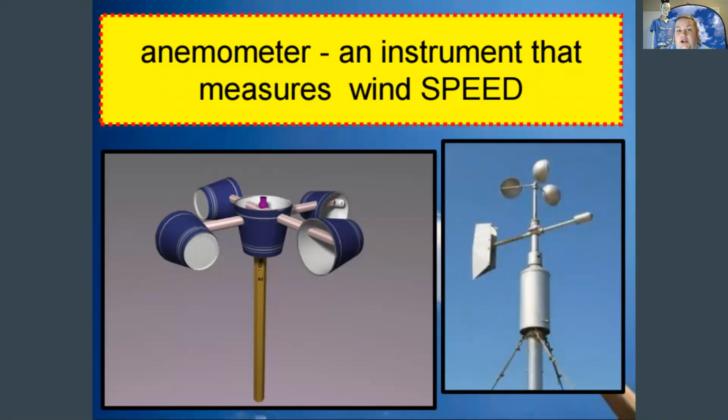An anemometer is an instrument that measures wind speed, so how fast the wind is blowing. You can see that the anemometer has the cups, and the faster the cups are spinning, the faster the wind is blowing. So I happen to have an anemometer here, and if I were using this anemometer to calculate wind speed, I will be paying attention to this red cup here. So however fast my anemometer is moving, that is how fast the wind is blowing.